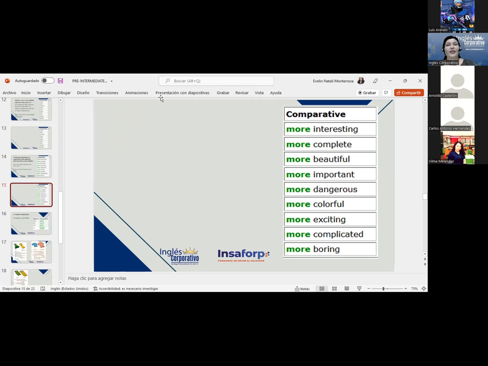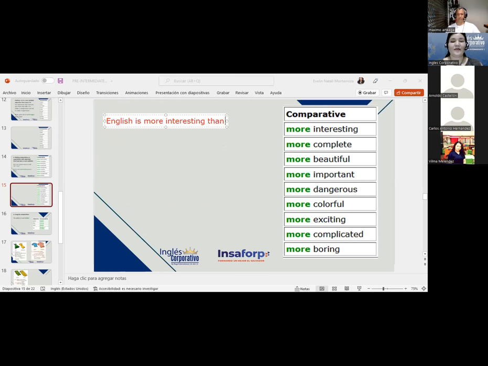In this one, we're going to work a little bit. I am going to give you a sentence. Let me see. English, right? Todos hay que hablar bien de su casa. English is more interesting than math. Sorry for the mathematicians. I have English to defend. English is more interesting than math. How can you create a sentence with more complete? Think about a sentence with more complete.